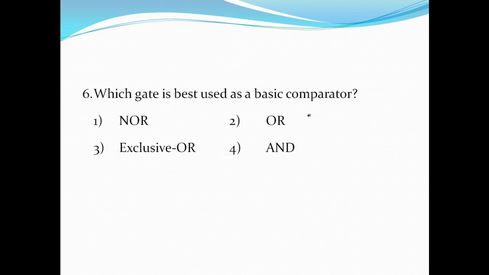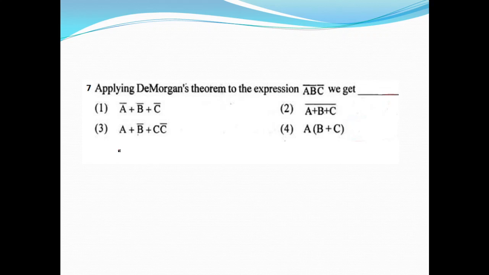Okay, now coming to question number 6, which gate is best used as a basic comparator? Here the exclusive OR gate can be used as the best basic comparator.